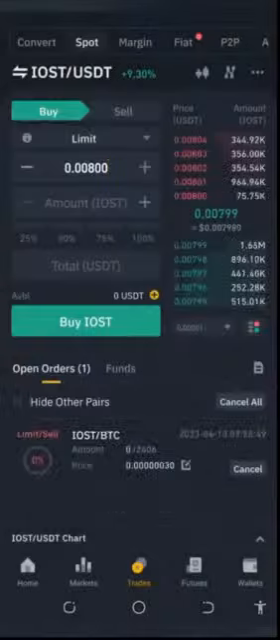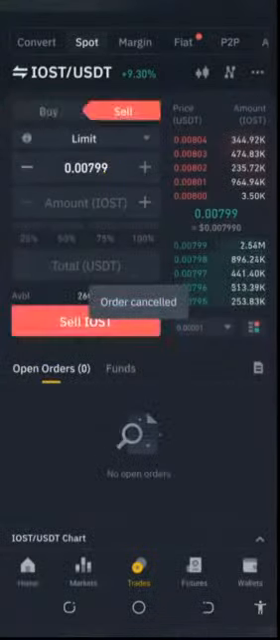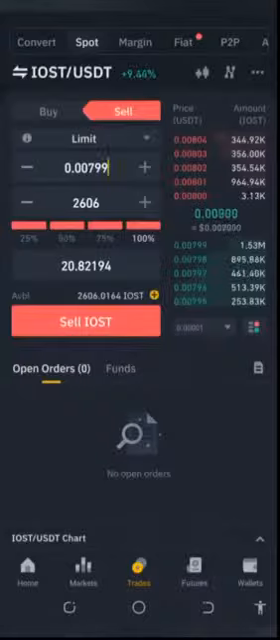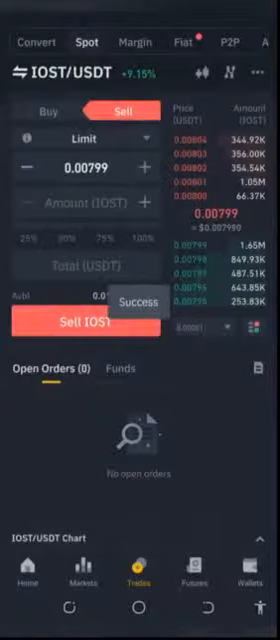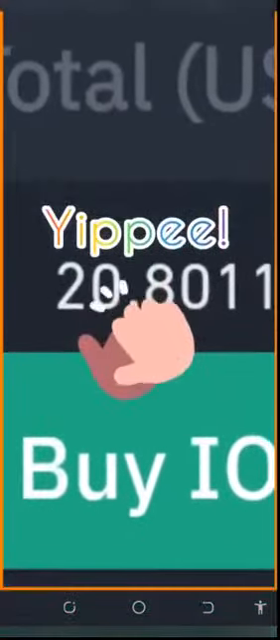So let's do this quickly. Let's cancel this. And let's see if we can actually sell and see what we can get. Let me see. Wow, this is great. Let's go ahead and sell. Wow, did I get it sold? Did I get it sold? Yippee, we got it sold.